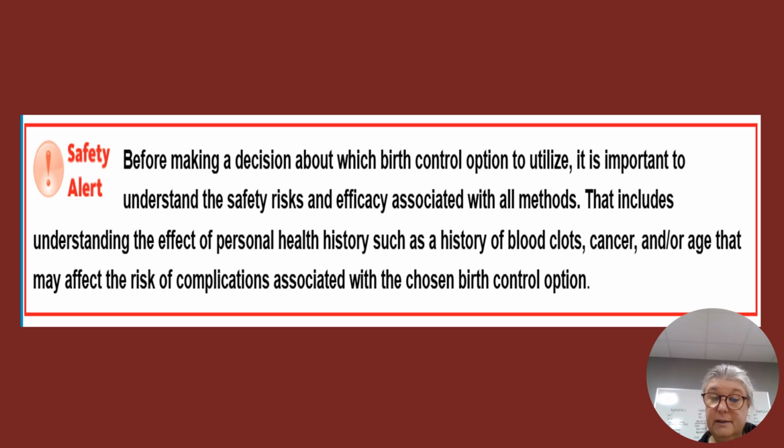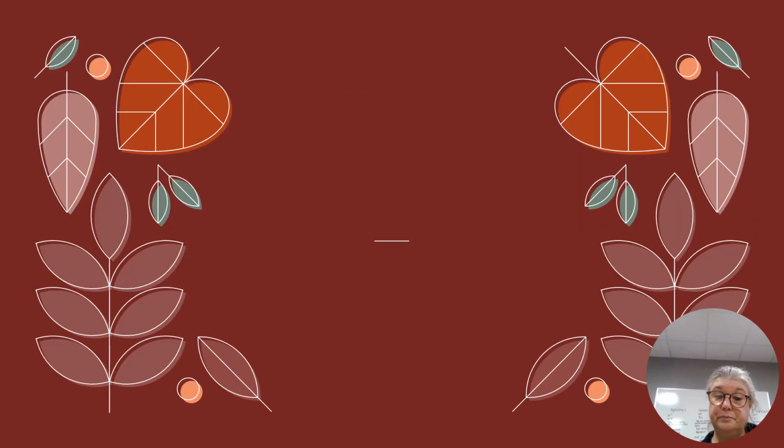Slide 13. So this is a safety alert. It talks about before making a decision about which birth control to utilize, it is important to understand the safety risks and efficacy associated with all methods. That includes understanding the effect of personal health history, such as history of blood clots, cancer, and/or age that may affect the risk of complications associated with the chosen birth control option.